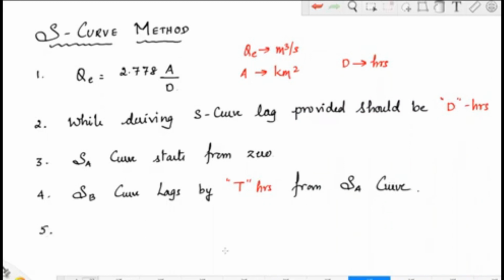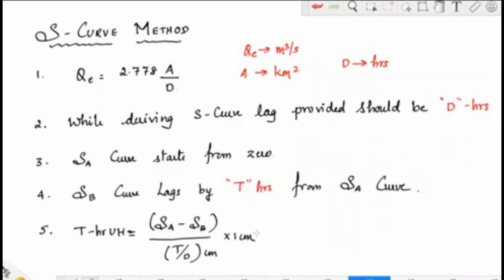Fifth point. So your T hour unit hydrograph will be equal to SA minus SB divided by T by D centimeter into 1 centimeter. So these are the points which you have to remember with respect to S curve.